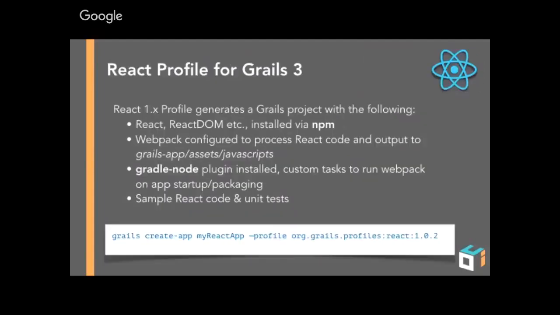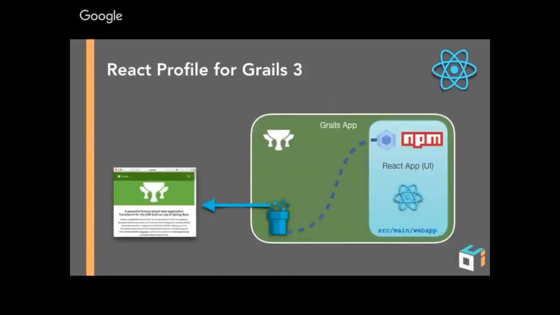And we have a profile that does just this. So there's the command for using the React profile. This is the initial version of the profile. There's a second version that we'll talk about in just a minute here. And this is basically what it gives you. So when you create a Grails app with the React profile, this is what you get. You get a Grails app with a self-contained React app. It's stored under src/main/webapp. By default, you can move it, but that's where it's stored. It has Webpack already configured to bundle the application and output it into the asset pipeline.